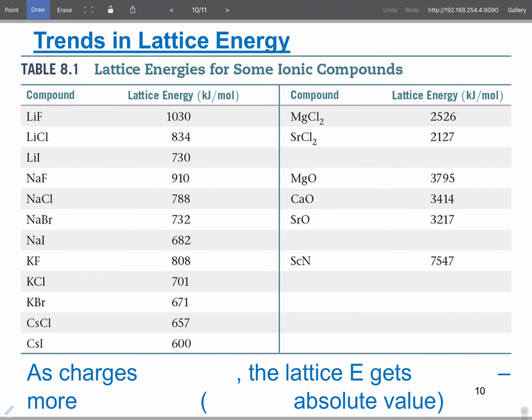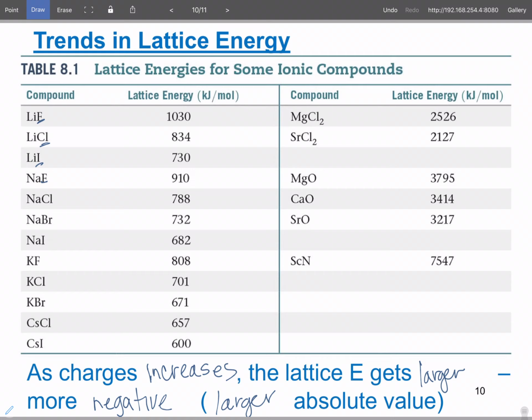So here are some trends in lattice energy. Remember, we said as the charge increases, we were doing size before, but as the charge increases, the lattice energy gets larger, which makes perfect sense because remember, the Q anion and Q cation were on the top, and it gets more negative, which gives it a larger absolute value. So if you're looking at lithium with the same cation, different anions, then you have the trend we just saw.